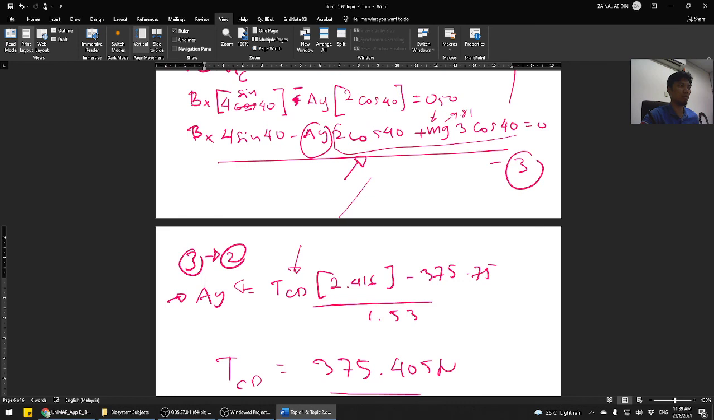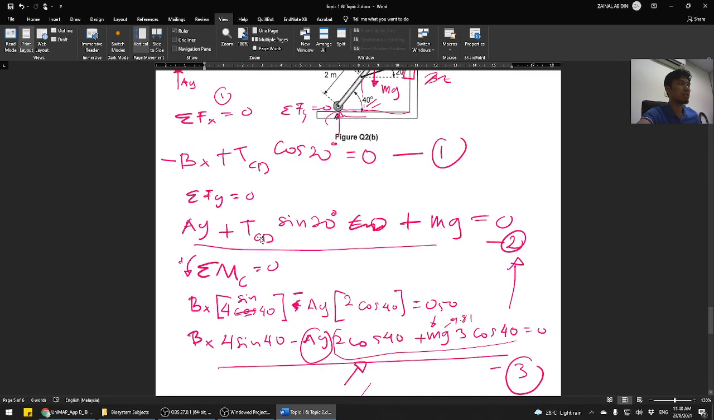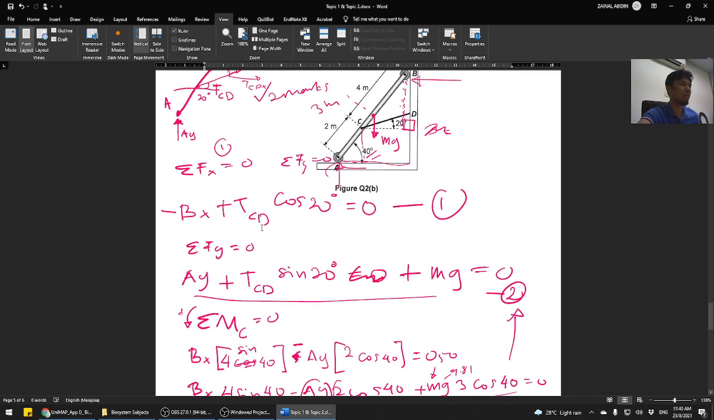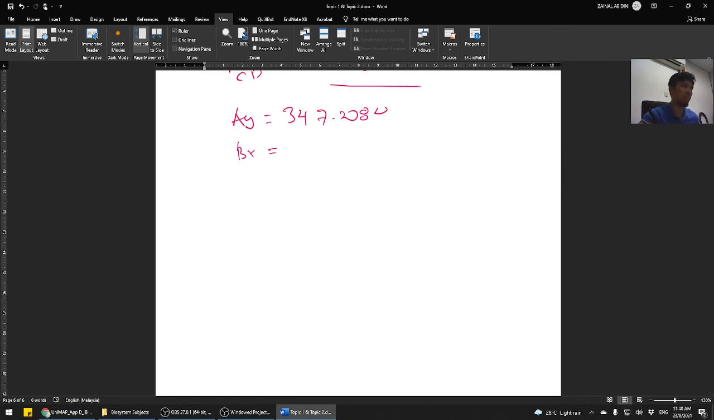Then once you got the TCD, you can find the Ay based on this equation. You have TCD, right? You put in the TCD value, then you get the Ay value. So your Ay is 347.208 newton. And your Bx, how to find the Bx? You have Ay and TCD. So for Bx, you just need TCD. Just put TCD here in equation 1. So you got the Bx here. It's simple. It is mathematics. So you're supposed to have a Bx of 352.72 newton.